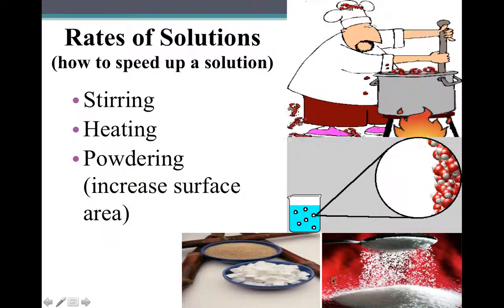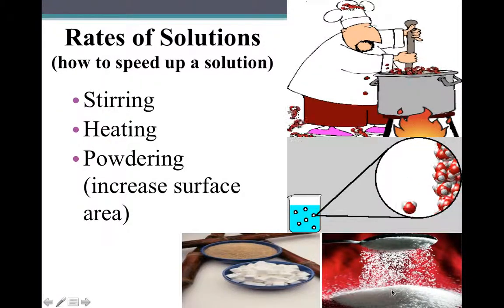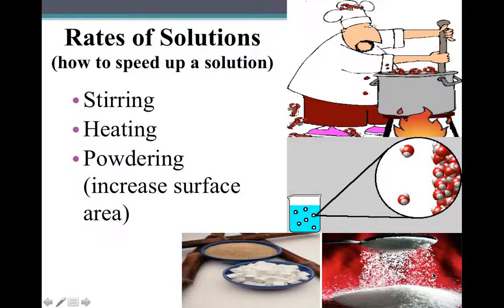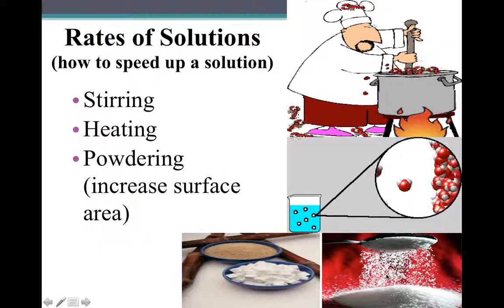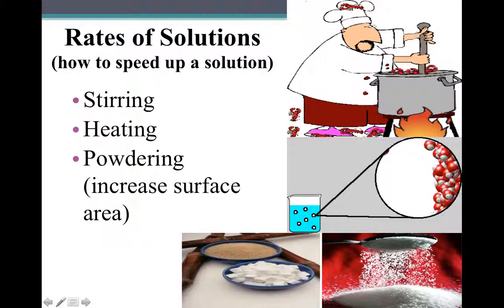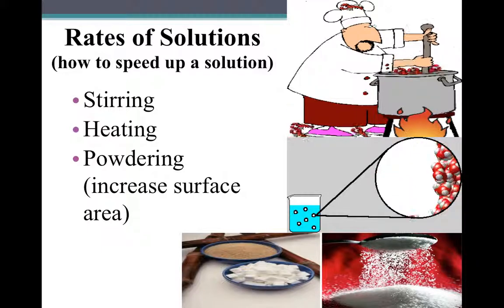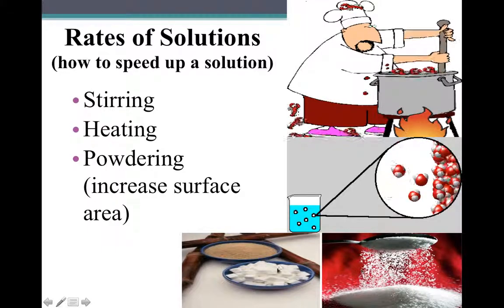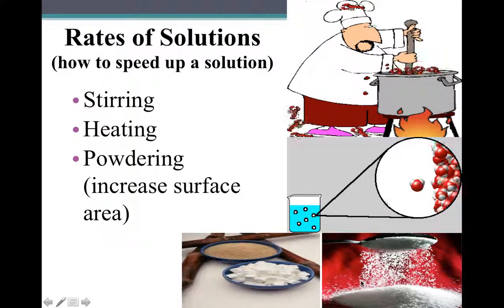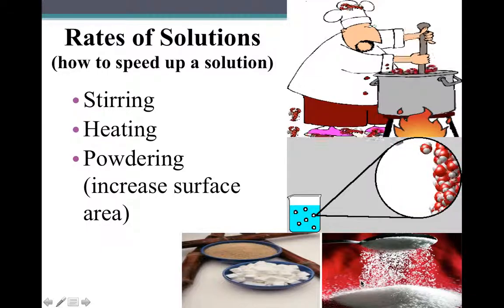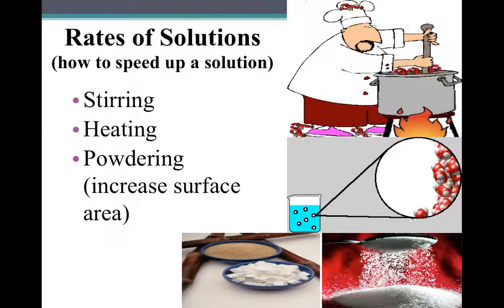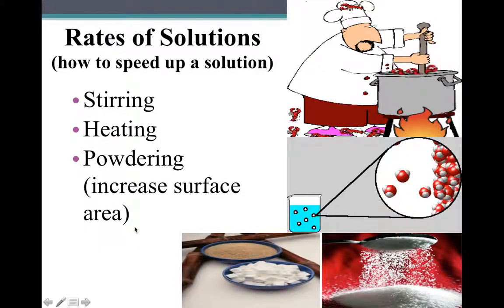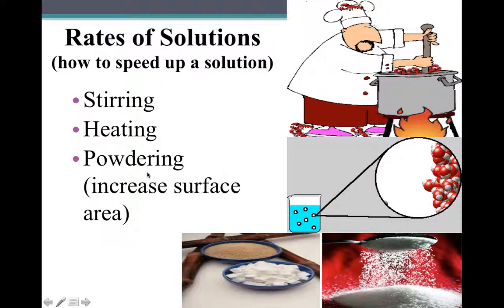A faster, more effective way is to actually take the granulated sugar, meaning it's all loose like this picture right over here, and more of it is exposed. The surface area of each of the particles is exposed, and therefore it can dissolve at a faster rate than an actual sugar cube. Okay, and those are 3 ways you can increase the rate of a solution to get the solute to dissolve in the solvent: stirring, heating, and then powdering.